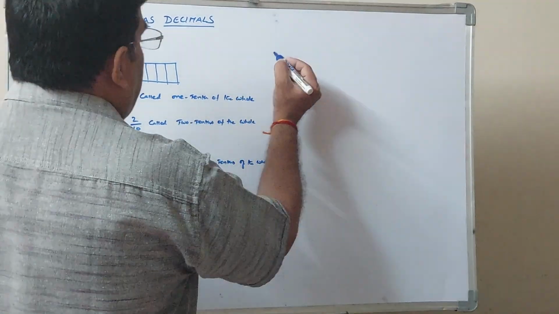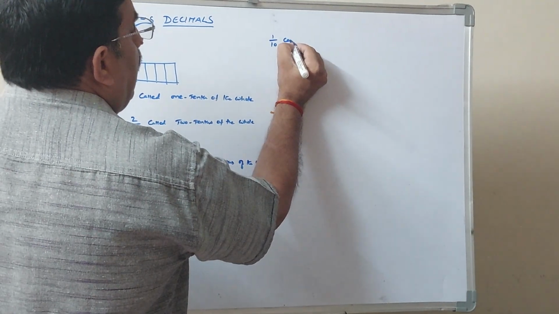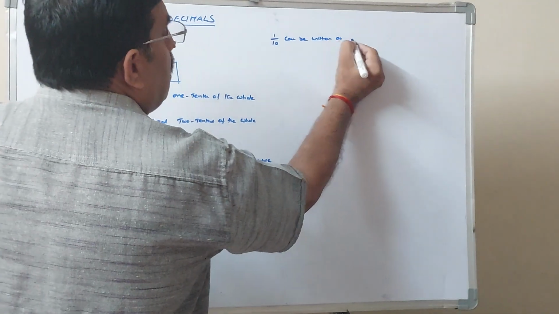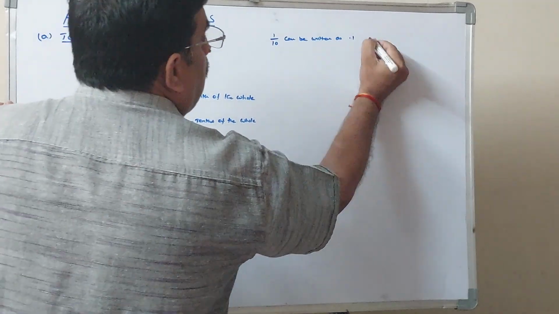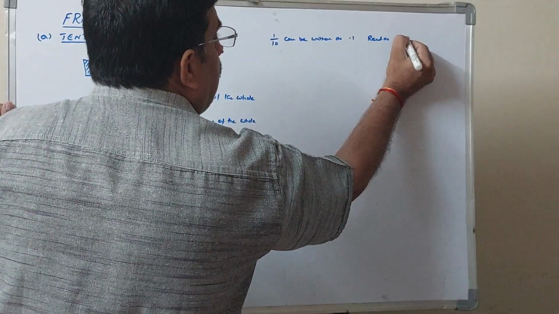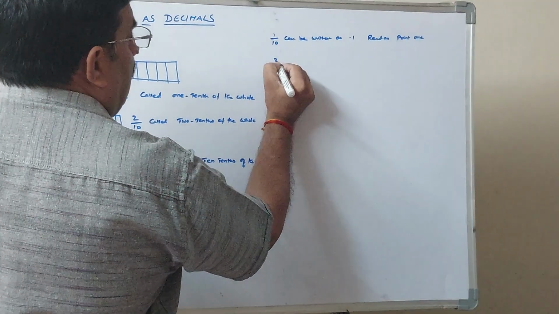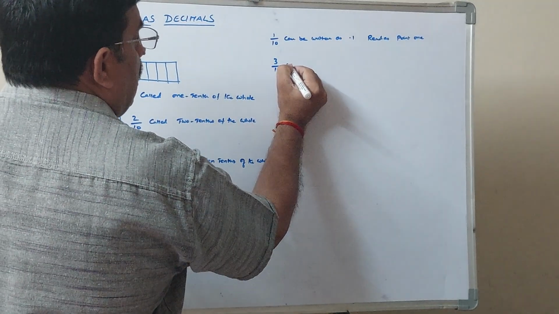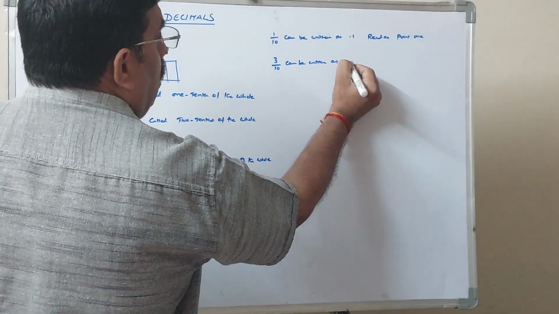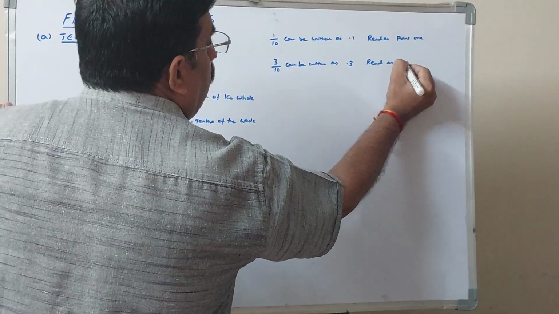Now 1 by 10 can be written as 0.1, read as 0.1. If I write 3 by 10, it can be written as 0.3, read as 0.3.